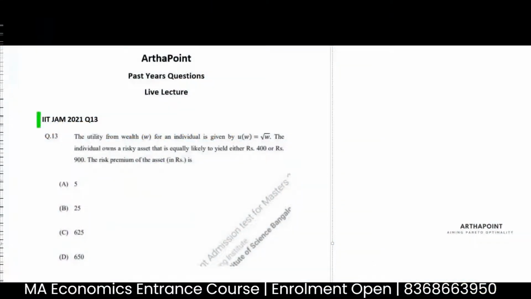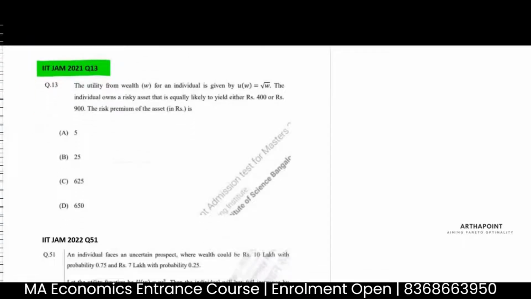This is IIT JAM 2021 question 13. So let's see. It says the utility from wealth of an individual is given by root W. Now, first of all, this is my utility function, okay?